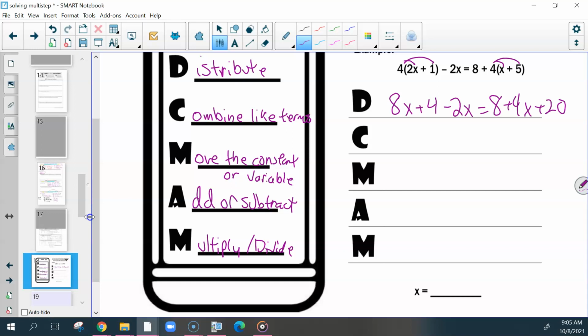When we solve these, our end goal is to get all of the variables on one side and all the constants on the other. So keep that goal in mind. The call: we're going to see if we have like terms on the same side and combine them. So remember, do whatever it says. On this side, 8x and negative 2x becomes 6x. And then 8 and 20 would become 28. Combine like terms on the same side. Make sure you are taking notes and paying attention.